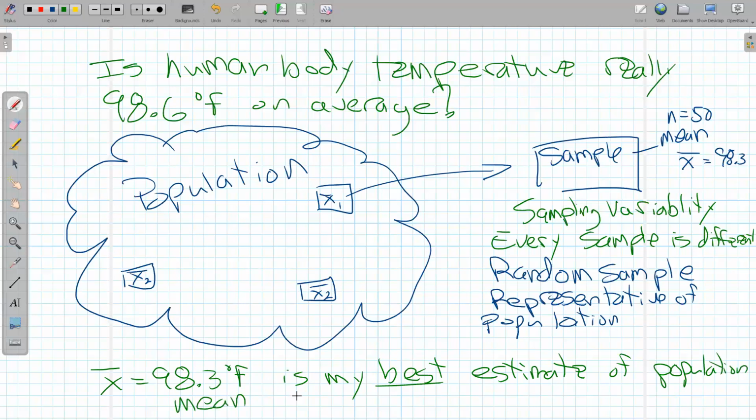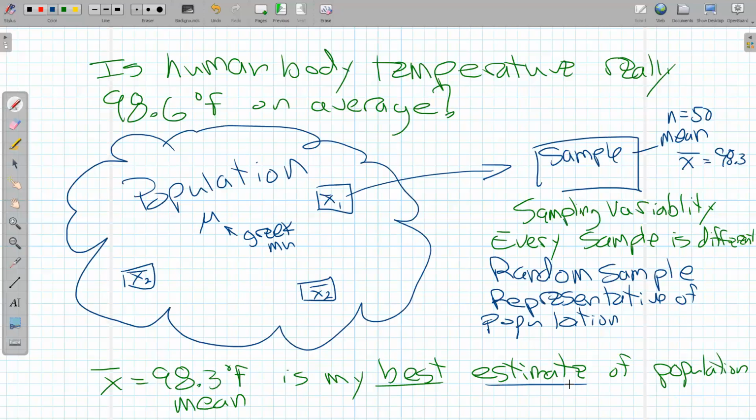Now, the population mean, the thing I'm trying to find here, we use the symbol mu for the population mean. Remember, that's the Greek letter mu. It's kind of a funky cross between an M and a U. And I don't know it. Now, I'm trying to estimate the population mean. It may be 98.6. It may not be. It may be 98.3, it may not be.